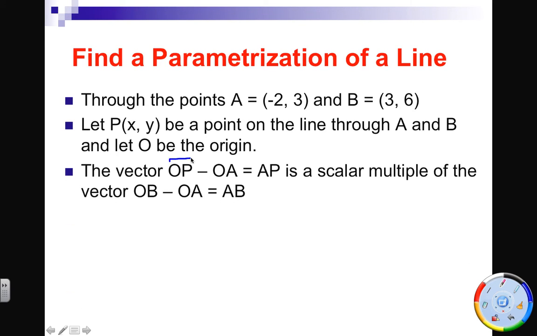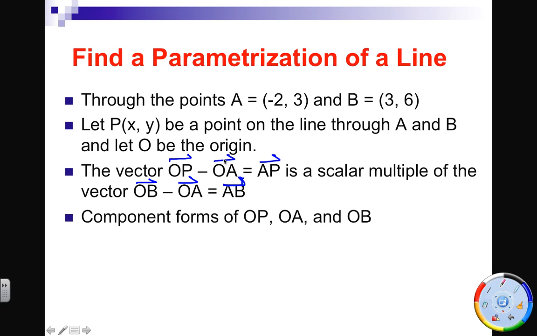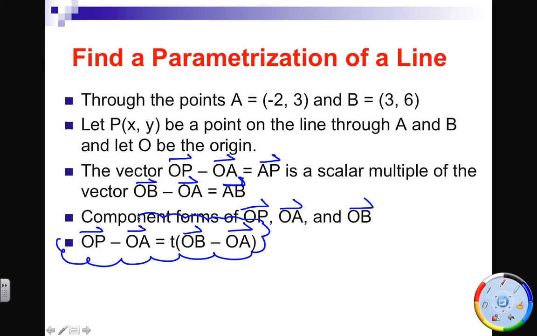I couldn't get the vector symbol here, so these are all vectors. Note that we learned some vectors the other day. The vector OP minus the vector OA is equal to the vector AP. That vector is actually a scalar multiple, so it's just a number times the vector AB. We need the component forms of these 3 vectors. And then we're going to use this relatively simple formula. So this is pretty key.